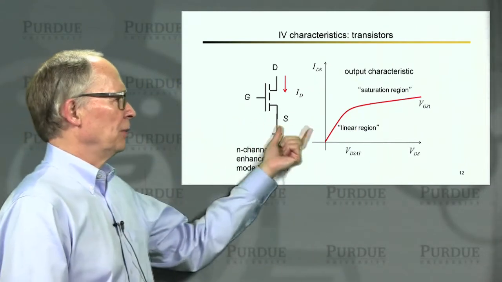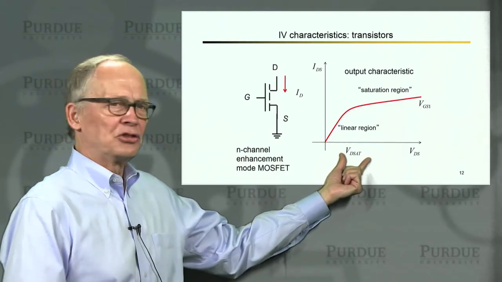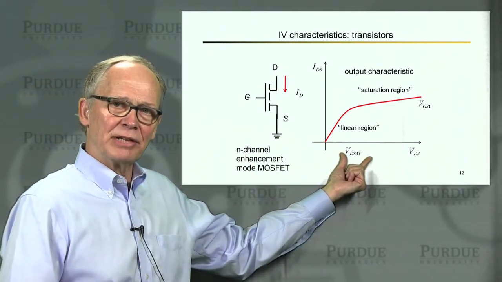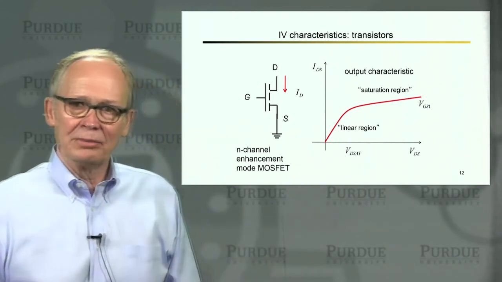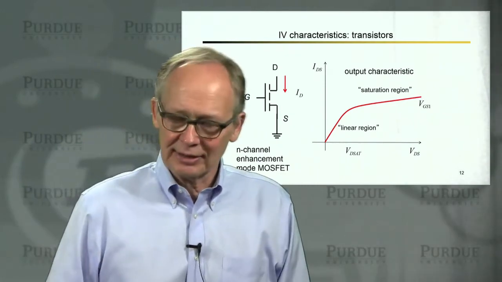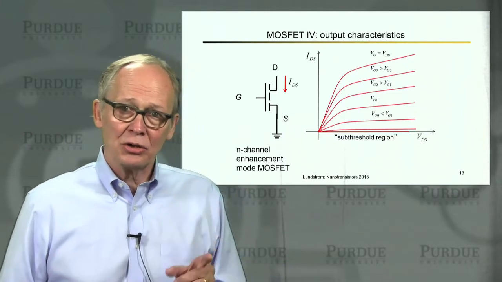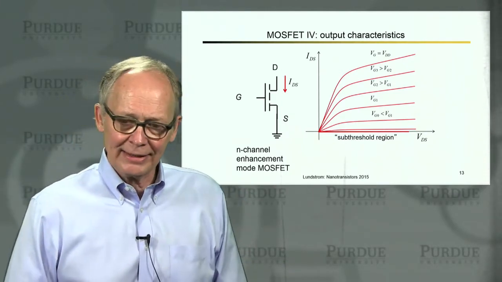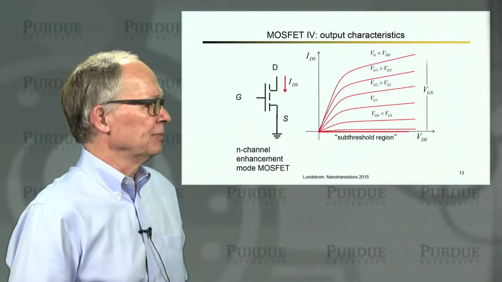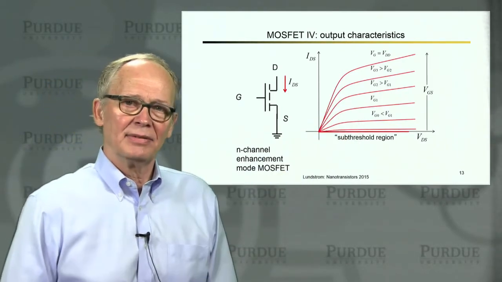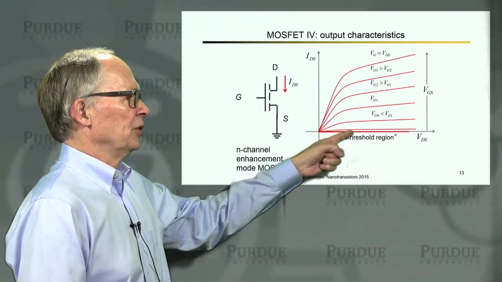And the voltage that we apply between the drain and the source that separates those, if the voltage is small compared to this drain saturation voltage, VD sat, then we're in the linear region. If the voltage is big compared to the drain saturation voltage, then we're in the saturation region. That's the basic IV characteristic. Now, I showed that for one particular voltage on the gate. If I do that by applying different voltages on the gate, I'll get a family of output characteristics that look like this. If I apply a smaller voltage, I get less current.